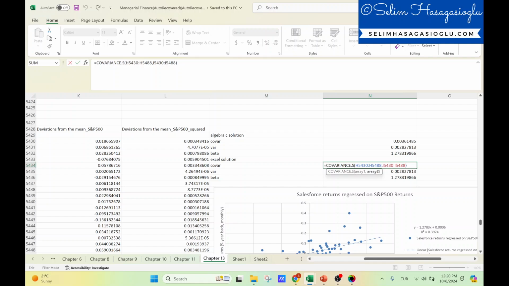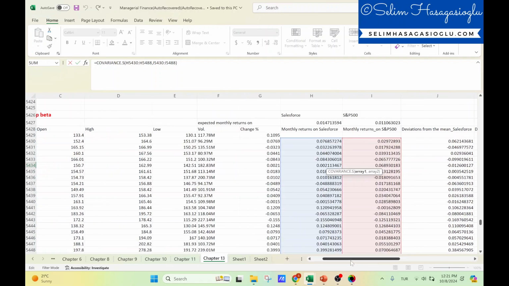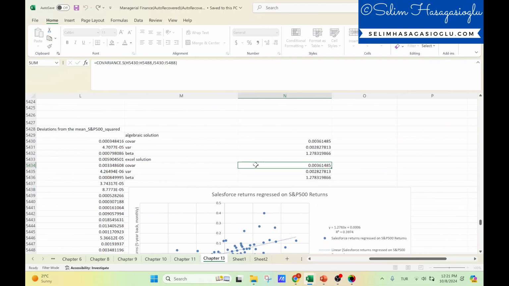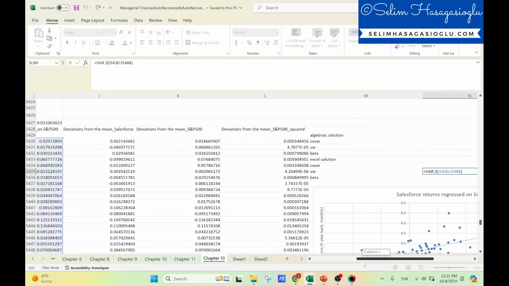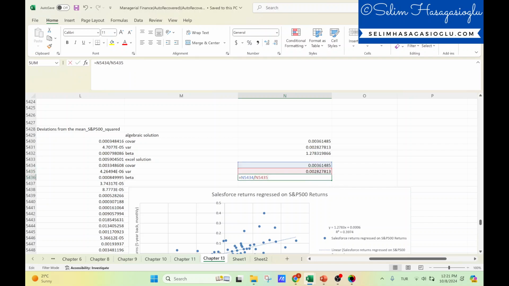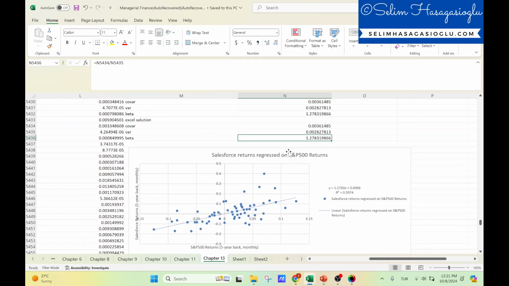For the covariance, you can also just use Excel functions. For example, use the COVARIANCE.S function. What will be your arrays? The first array will be monthly returns on Salesforce, and the second array will be monthly returns on the S&P 500. So do this here. And for the variance, just use the VAR.S function on monthly returns on the S&P 500. This is the market portfolio. And again, covariance divided by the variance is the beta of your stock.